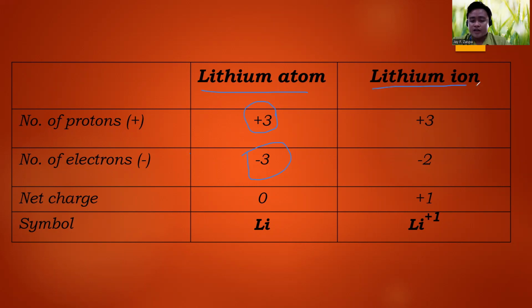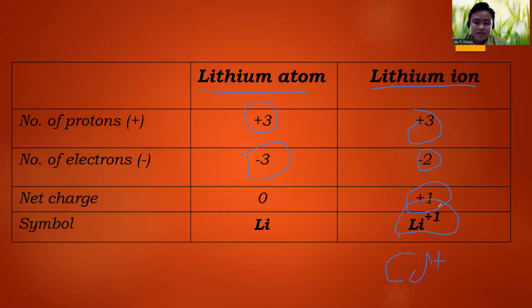So look at the lithium ion. It's going to be called lithium ion. That means there is a loss of electrons. Lithium is a metal, right? So there's a loss of electrons. So we have here protons of positive 3, still the same, because it loses electrons. The number of electrons here is 2, so we are going to subtract 3 minus 2. We have positive 1, so it is a lithium ion. It is called a cation because it is losing electrons.